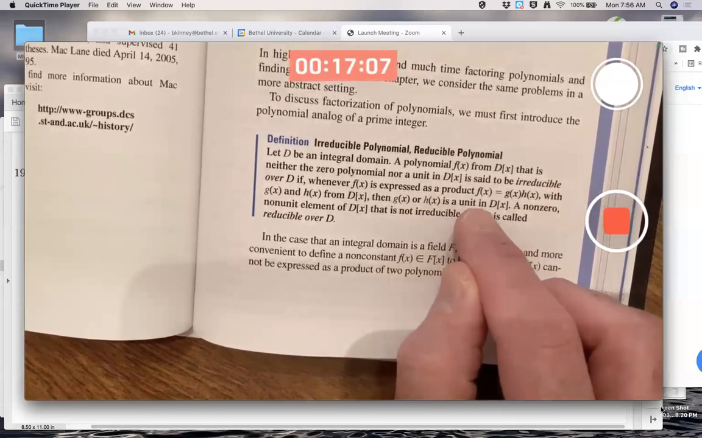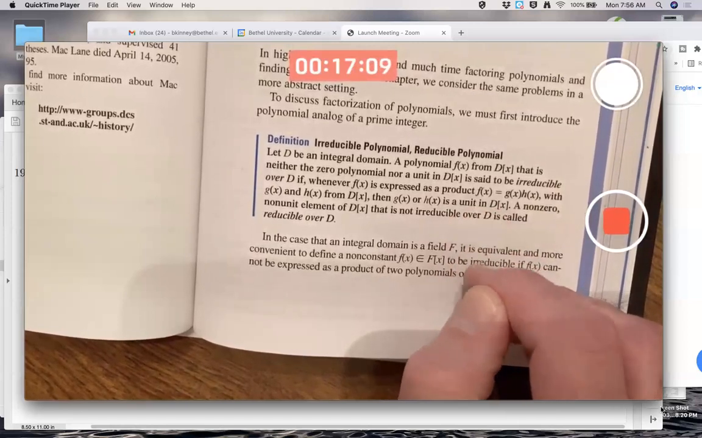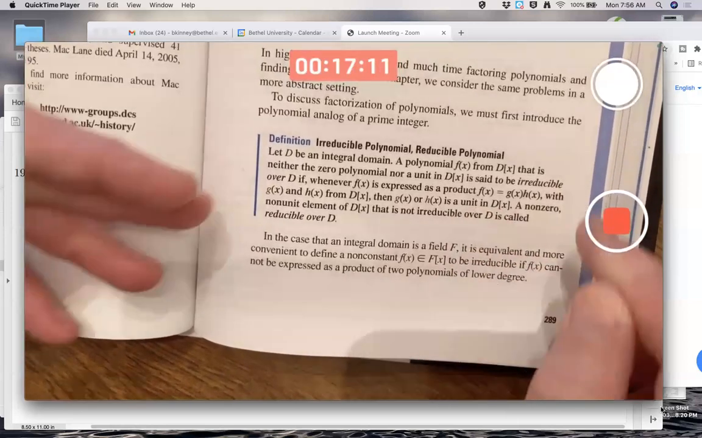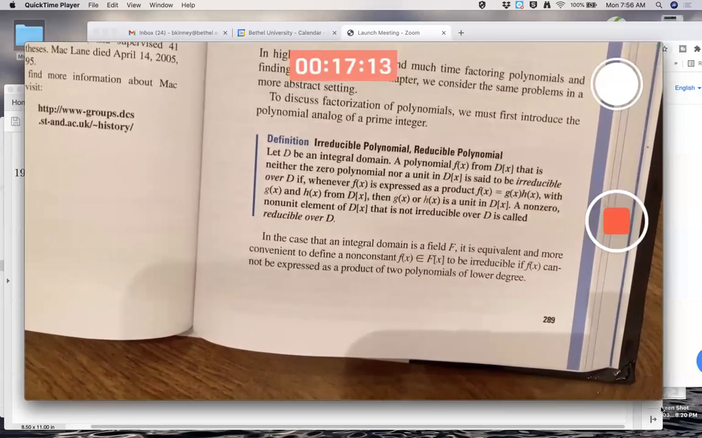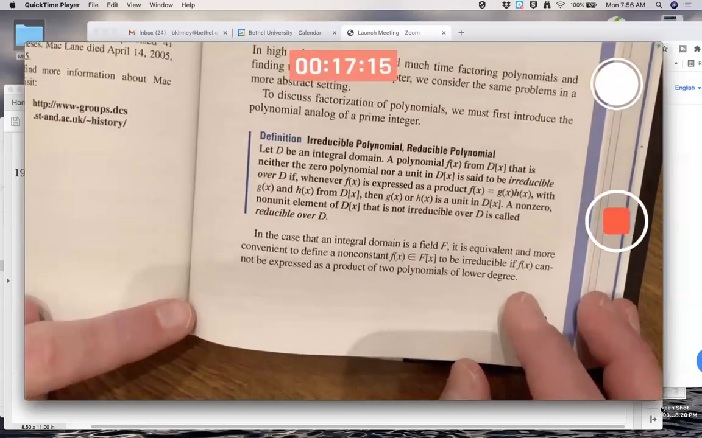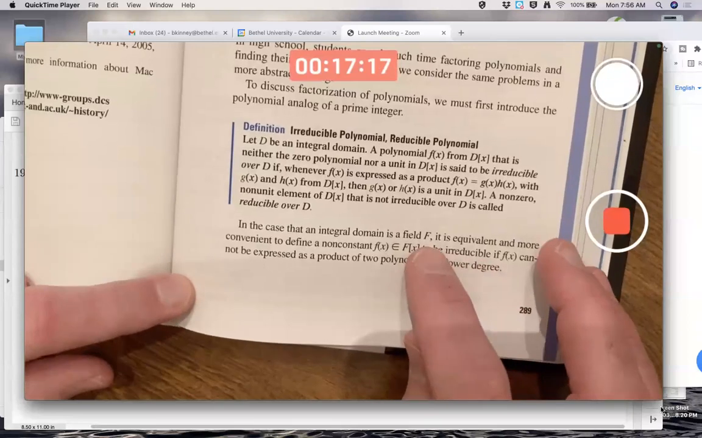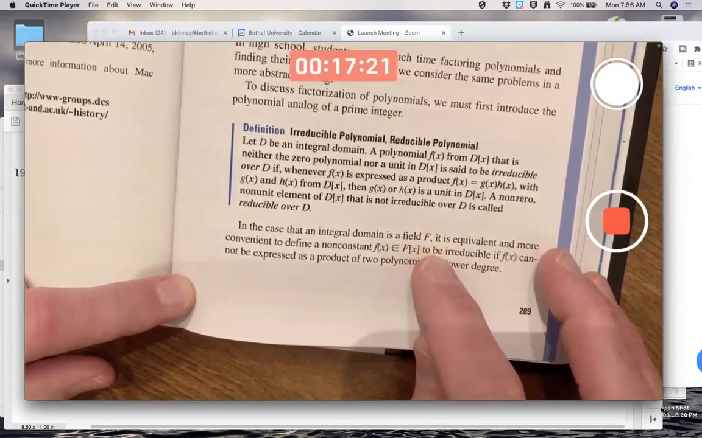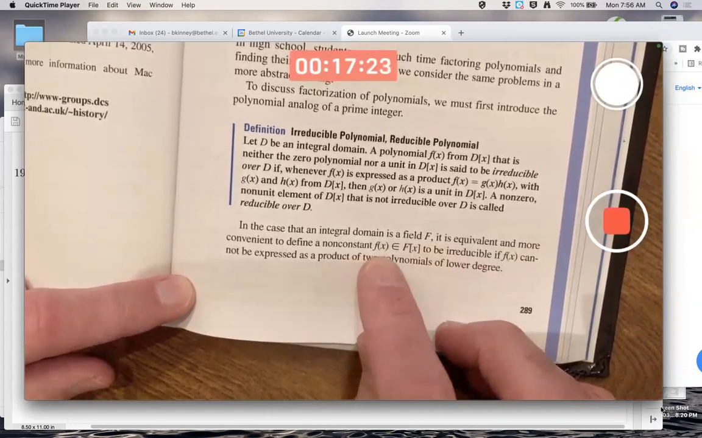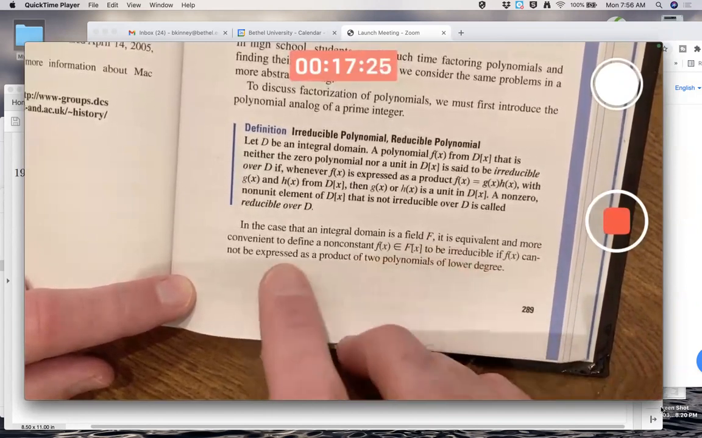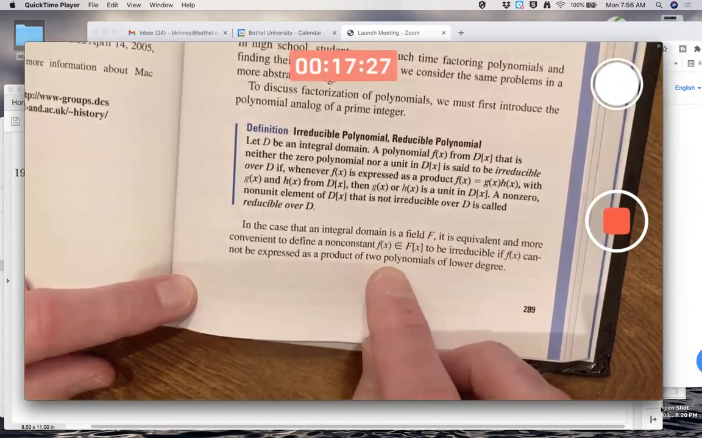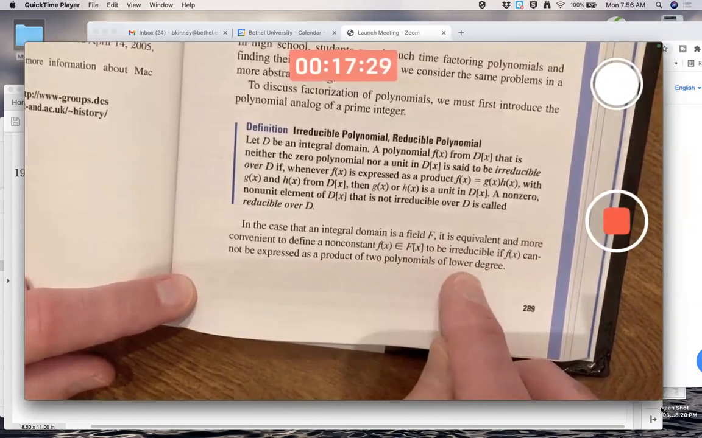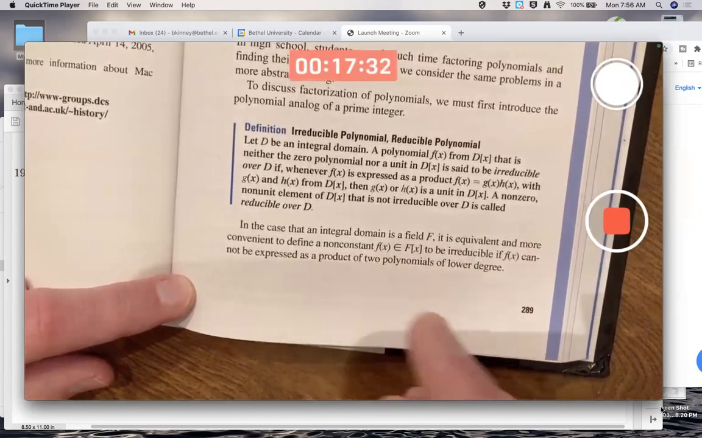Otherwise, if it's not irreducible over D, it must be reducible. That definition is hard to get your mind around. However, when the integral domain is a field, it makes a bit more sense. A non-constant polynomial is irreducible if it cannot be factored as a product of two polynomials of lower degree. It cannot be expressed as a product, meaning it can't be factored that way.